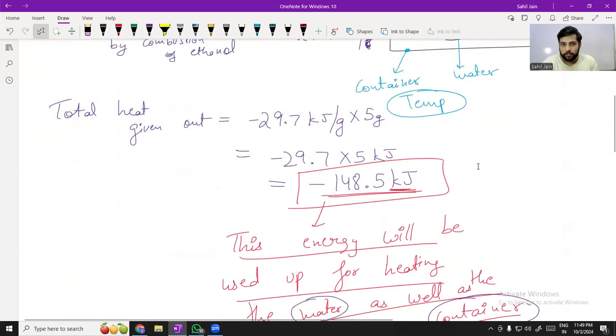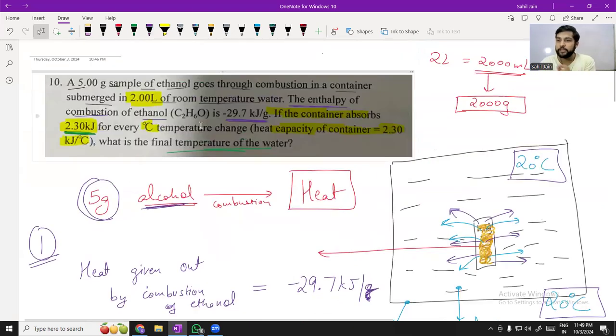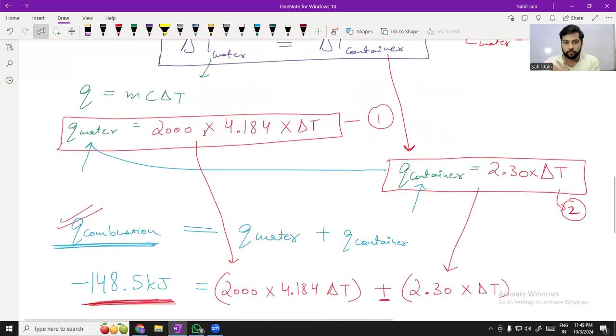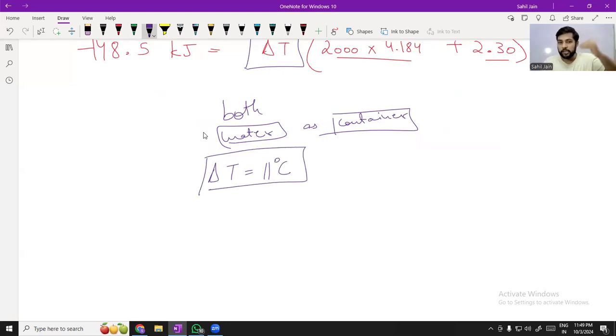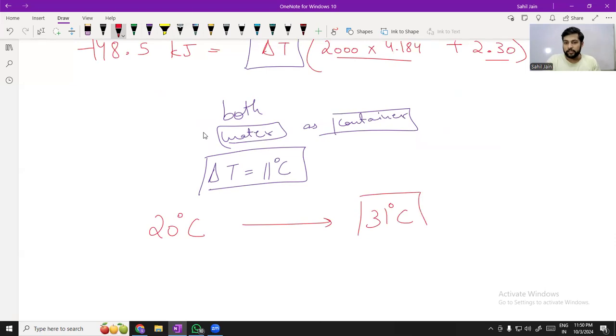Okay. Now the final question was, what is the final temperature of the water? So how will we find out the final temperature? Let us say that delta T comes out to be 11 degrees Celsius. So that would mean an 11 degree Celsius rise is observed. So if we had the water originally at 20 degrees Celsius, our water would be at 31 degrees Celsius at last, and that would be our answer for this question. Although this is not the correct answer, I just supposed this. I didn't do the actual calculation. I'm leaving it to you guys.